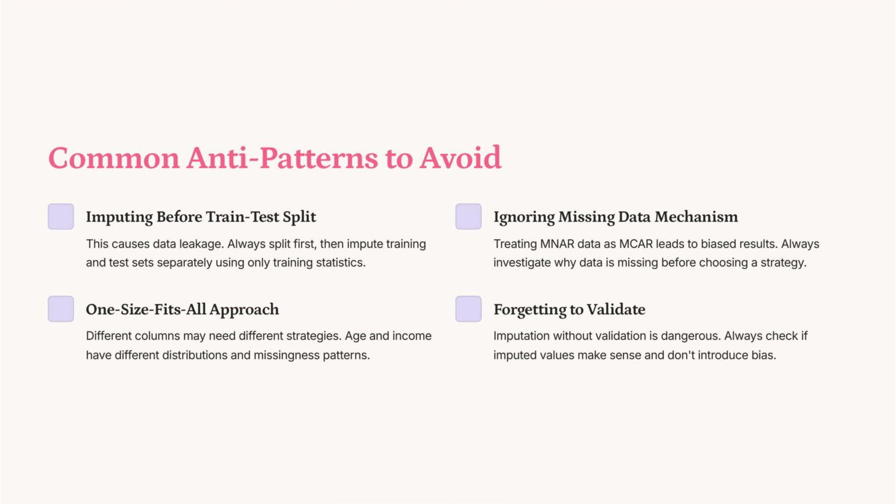Avoid common pitfalls in missing data handling. Impute after train test split to prevent data leakage. Investigate missing data mechanisms, as treating missing not at random as missing completely at random biases results. Tailor strategies to each column's unique patterns. Validate imputed values to ensure they are sensible and unbiased.